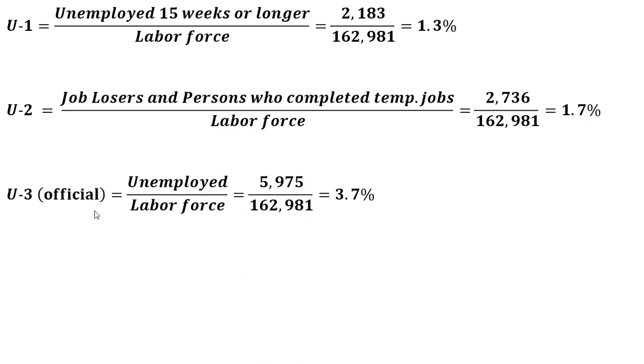And this is the official unemployment rate, U3, the number of unemployed divided by the labor force, and that comes in at 3.7%, almost 6 million people unemployed. Moving on.